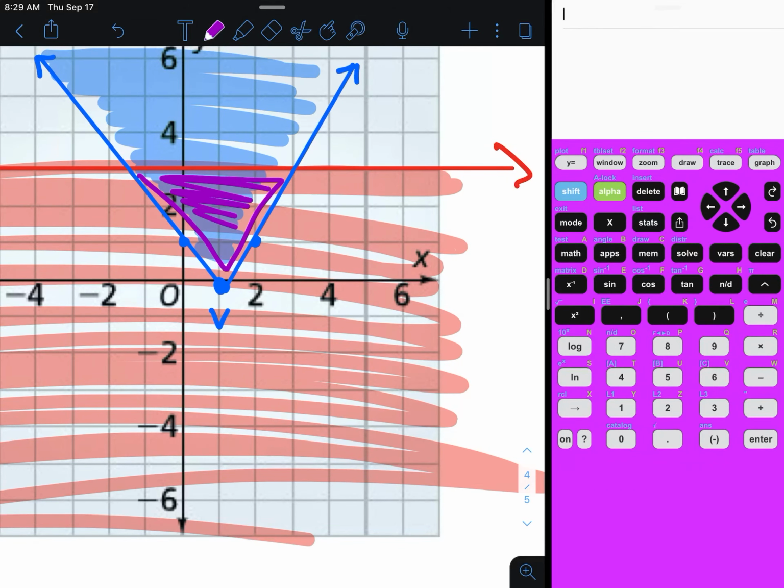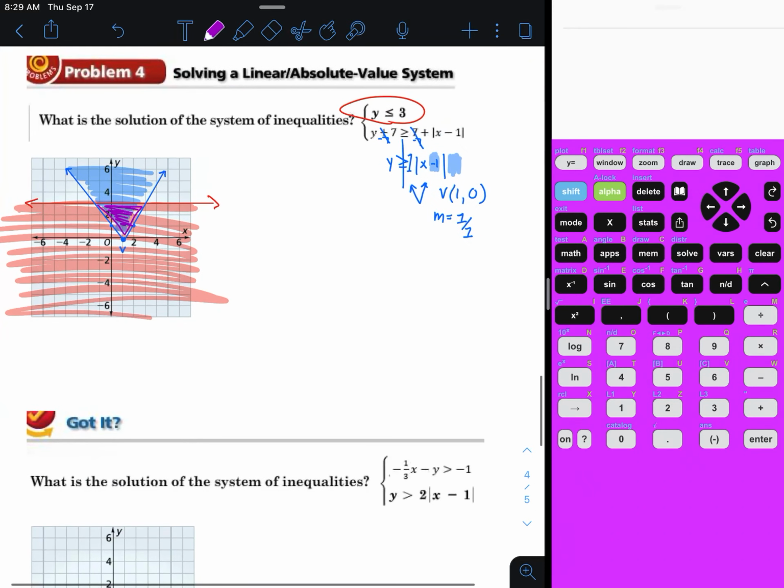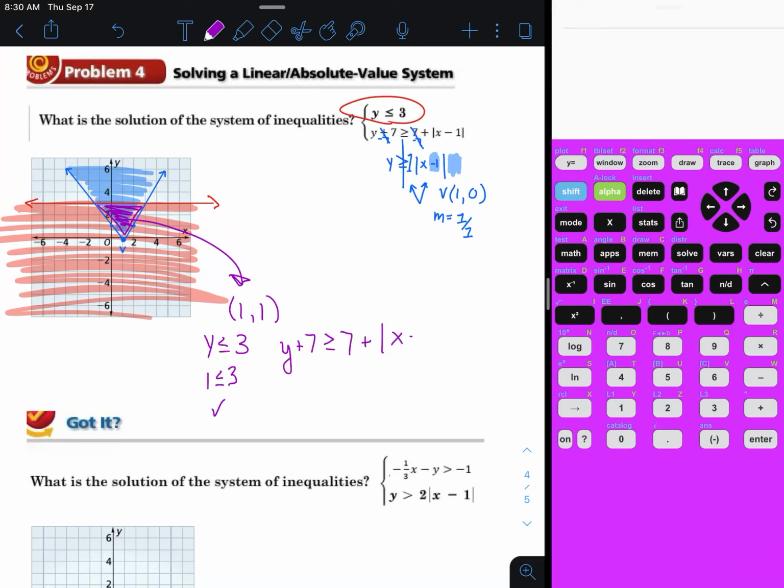Anything inside of this triangular area is a solution to both equations. If we wanted to check that, one of the points inside of this area, for example 1, 1, would fit both my red and my blue equation. So y is less than or equal to 3. I would plug in my y value and my point 1 is less than or equal to 3, check. And if I wanted to check my maybe a little more complicated inequality, I'm going to put 1 in for y, 1 in for x. So I do 1 plus 7 is greater than or equal to 7 plus the absolute value of 1 minus 1.